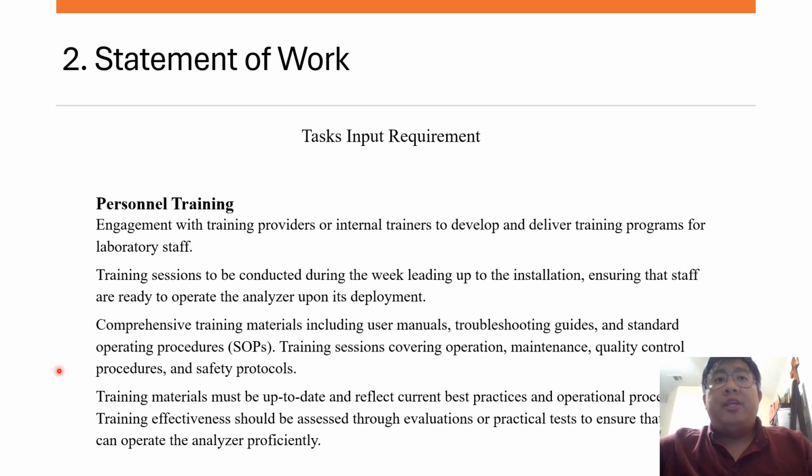Also, comprehensive training material is needed, covering operation, maintenance, quality control procedures, and safety protocols. Those are really necessary during compliance and SOP development, or any different evaluation that requires practice tests, so the analyzer can run effectively.